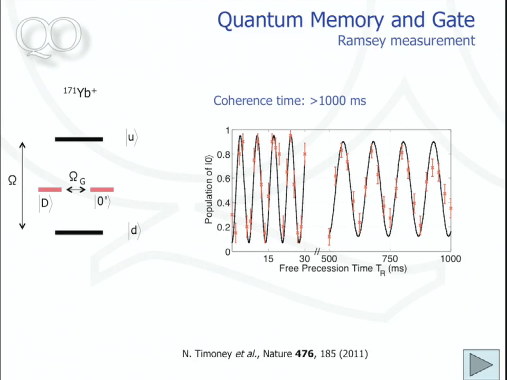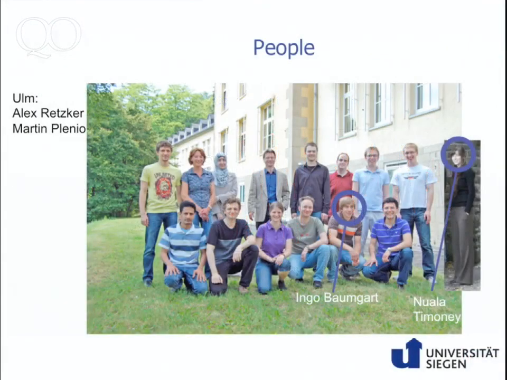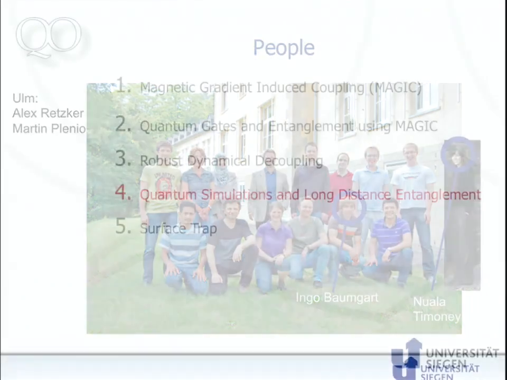So here this is a Ramsey experiment, and you see that the Ramsey fringes extend to very long times, starting initially with a coherence time of about 5 milliseconds here. So this works quite well, and you can show that you can also use the scheme to do conditional quantum gates. But I'm not going to go into this any further. Instead, these experiments were done by Ingo Baumgart and Nuala Timoney, and the theory was done by Alex Retzker and Martin Plenio for these dressed state things.